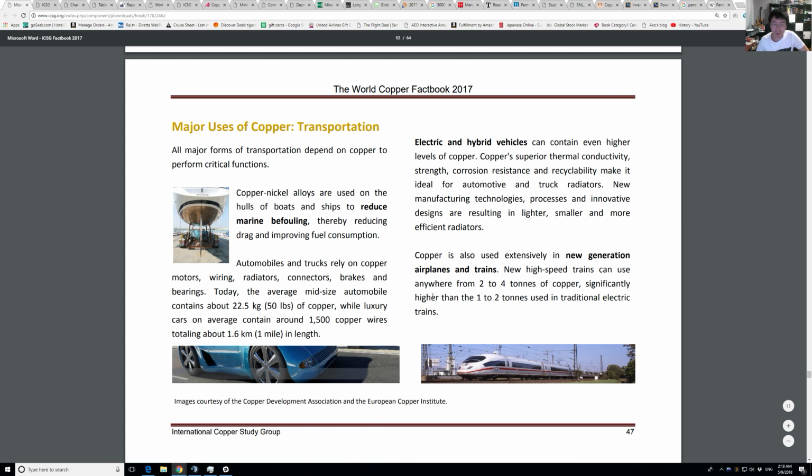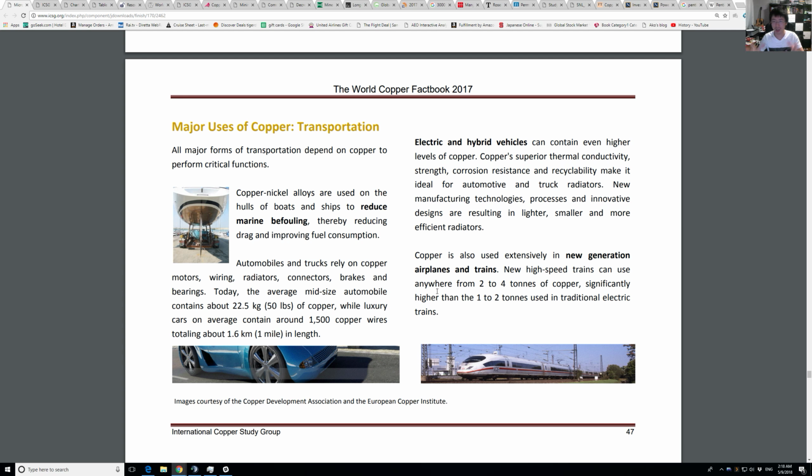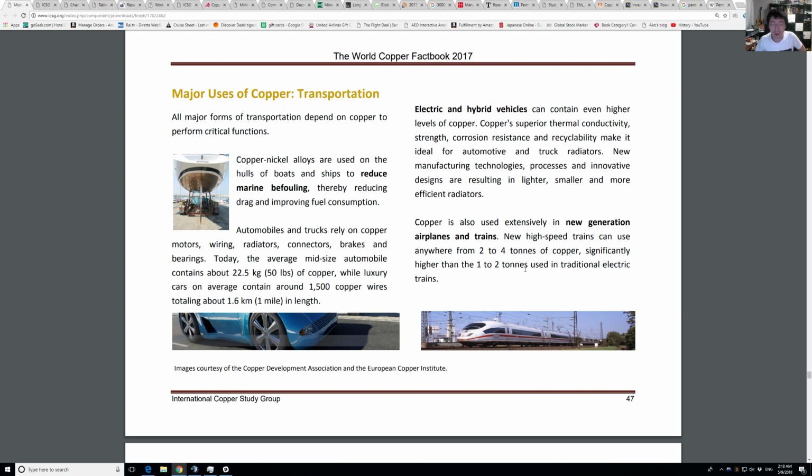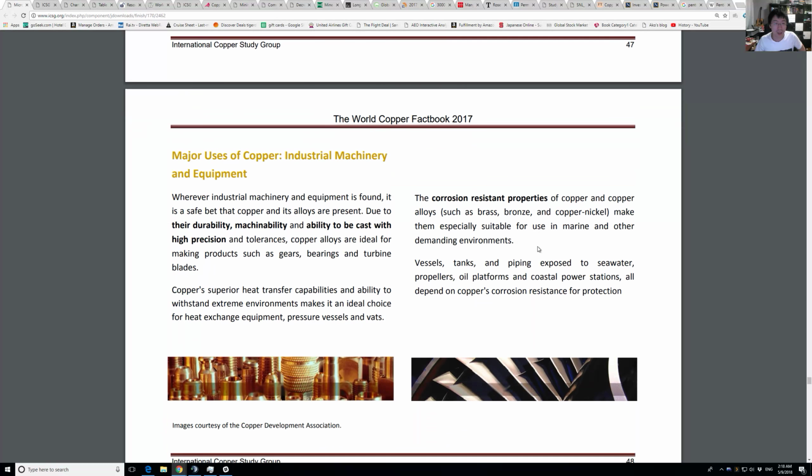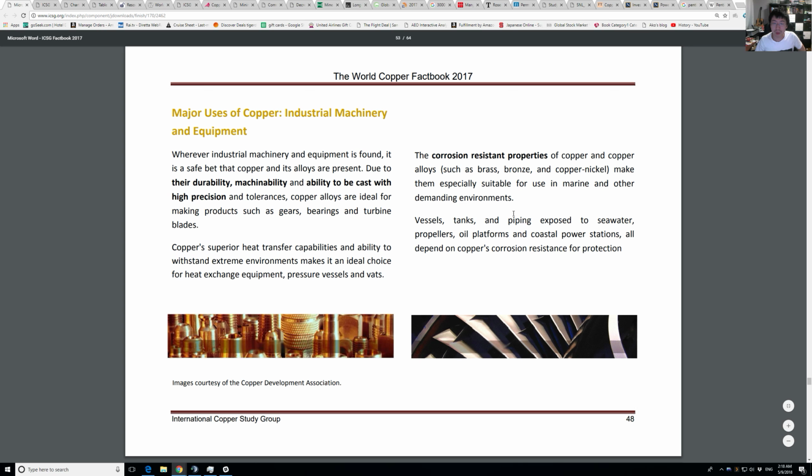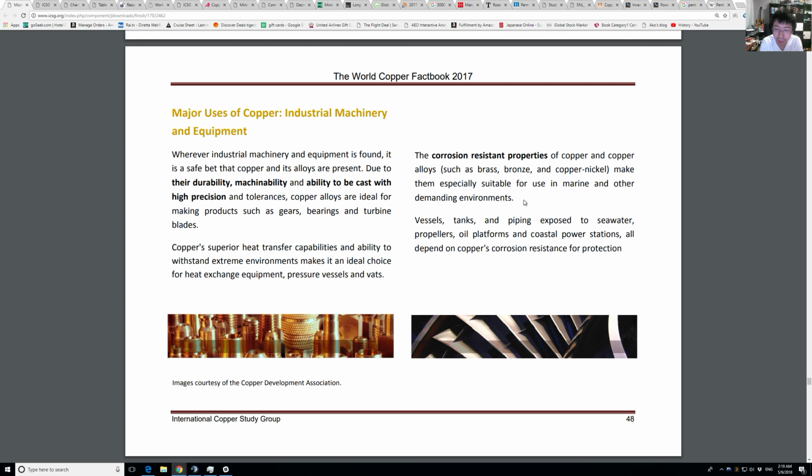Transportation. The entire transportation system is changing in the world. We have EVs and hybrid vehicles and all that stuff. So copper usage should be going up. And industrial metals, vessels, tanks, pipes, these won't increase that much. You do want them. Oh yeah, another interesting tidbit was copper and uranium.